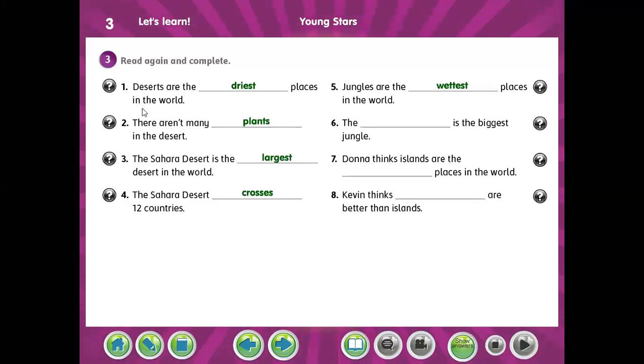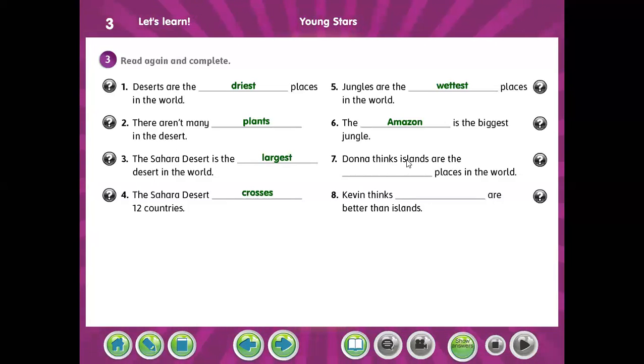Miranda, please, can you complete the number 6? The Amazon is the biggest jungle. The Amazon is the biggest jungle, okay? Amazon, remember, biggest jungle. Good. Number 7, okay? Let's see, Richard, can you read the number 7? No, teacher. No, let's see other student, okay? Nicolas, please, can you help us number 7?